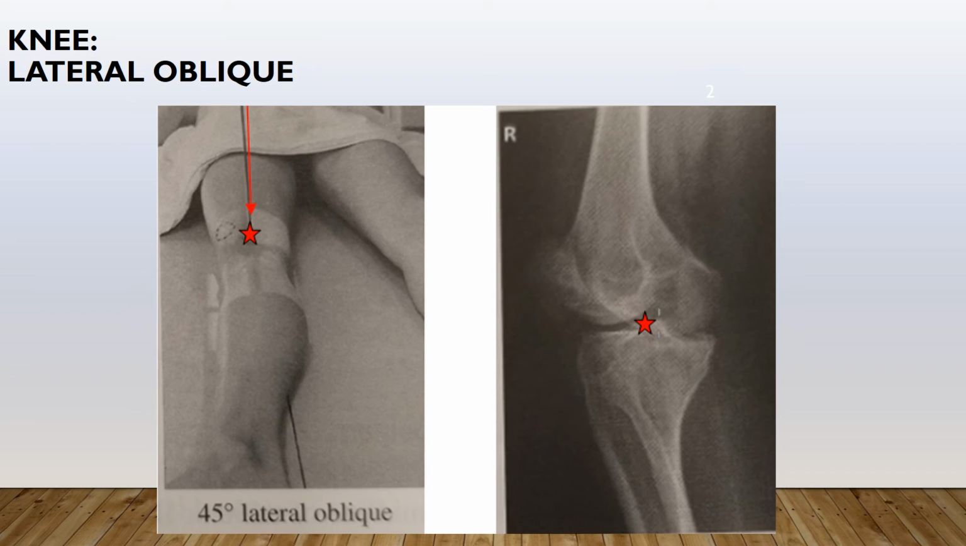Image evaluation, the medial femoral and tibial condyles are in profile. The proximal fibula is superimposed by the proximal tibia. The medial condyles of the femur and tibia are in profile. Approximately half of the patella should be seen free of superimposition by the femur. And the soft tissue and sharp bony margins and trabeculation are clearly demonstrated.